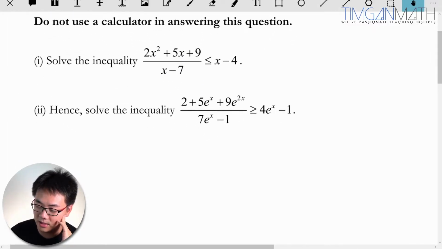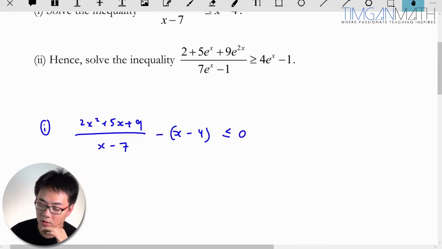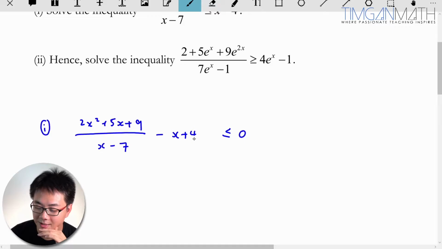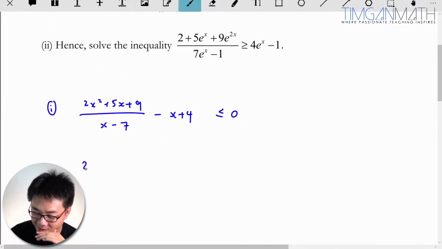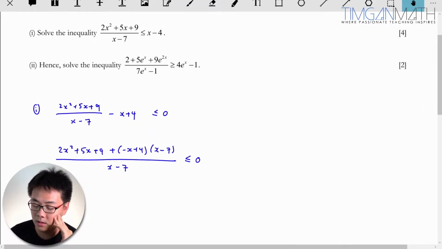So what I'm going to do is bring it over and make it a single fraction. So this is 2x squared plus 5x plus 9 over x minus 7, minus (x plus 4). Better to bracket it. This will be 2x squared minus 5x, so this will be minus (x plus 4). Careful, this part here, we're just going to solve this part.